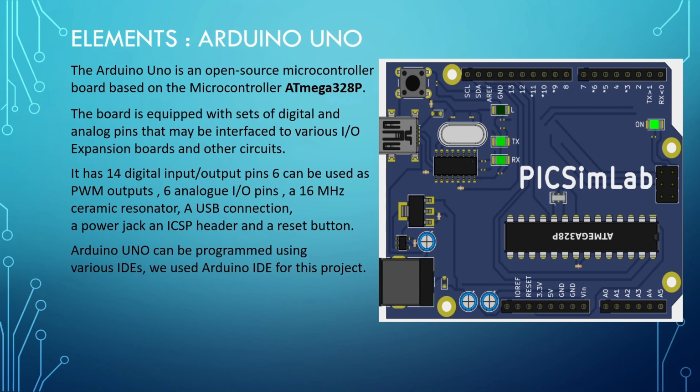and other circuits. It has 14 digital input-output pins, in which 6 can be used as PWM outputs, 6 analog input-output pins, a 16 MHz ceramic resonator, a USB connection, a power jack, an ICSP header, and a reset button. Arduino Uno can be programmed using various IDEs. We used Arduino IDE for this project. The image here shows Arduino IDE.